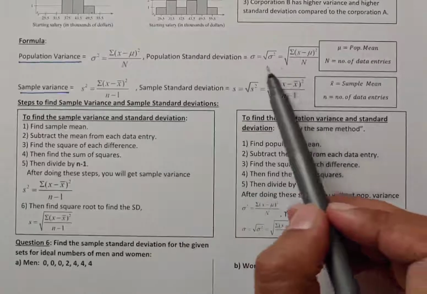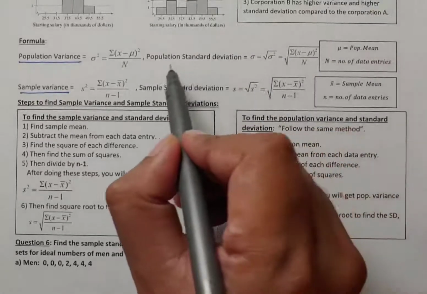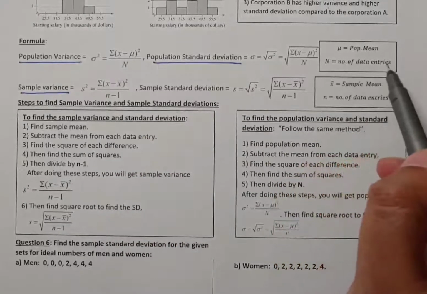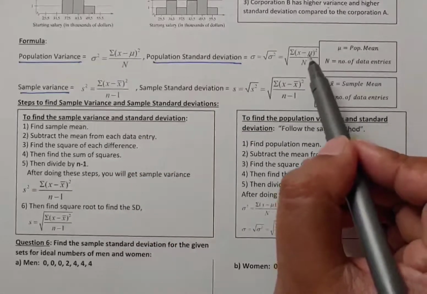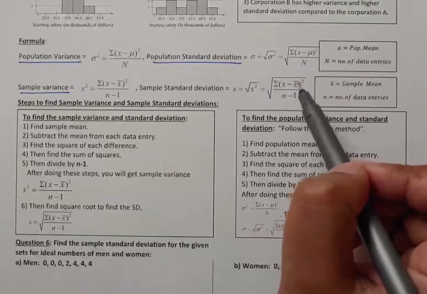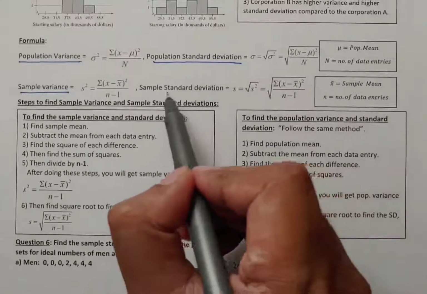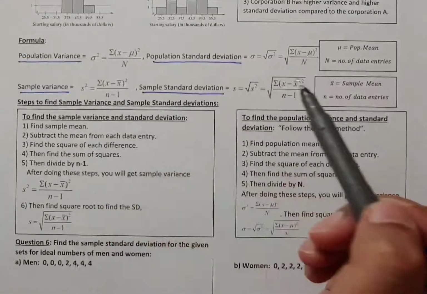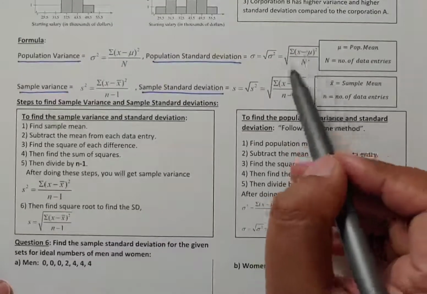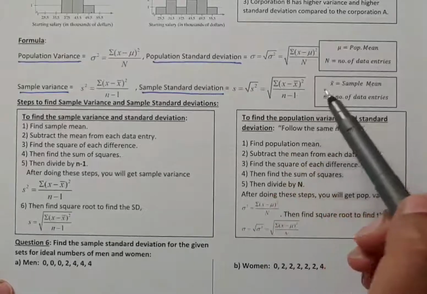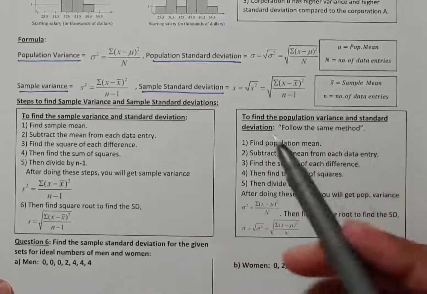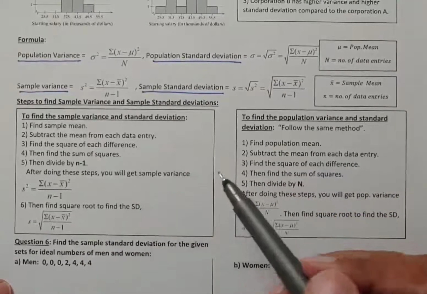So for the population standard deviation, you divide by n, where n is the number of data entries, and mu is the population mean. For the sample standard deviation, x bar is the sample mean, and you divide by n minus 1. Using this formula and getting the standard deviation is our topic on this page.